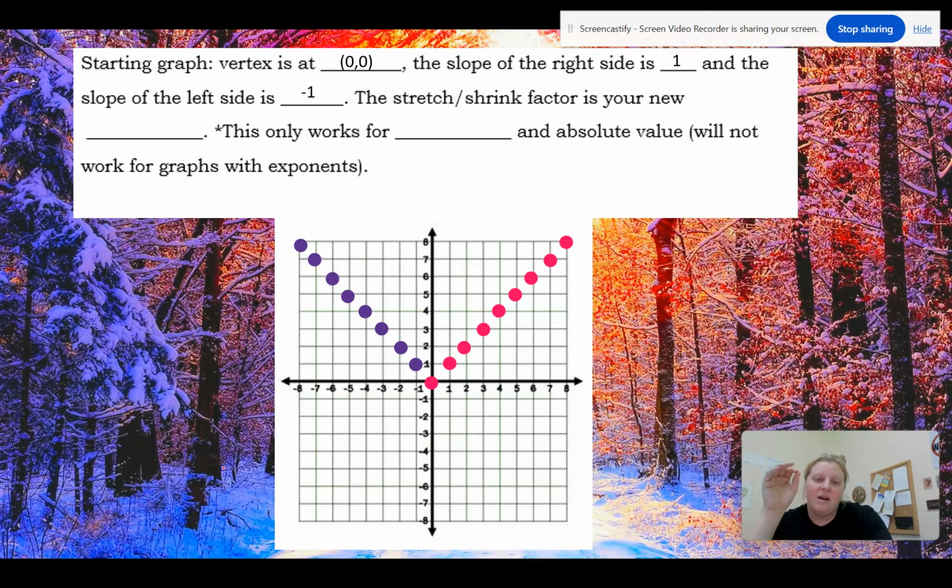Right. And then whatever is in front of the bars, that is called your stretch or shrink factor. You can treat that like a slope. So if it says like 1/2 in front, you could go up 1 and right 2. That will work for these, but it will not work for anything else. Right? That counting slope only applies for linear kinds of functions, and an absolute value is consisting of lines. So that will be okay.